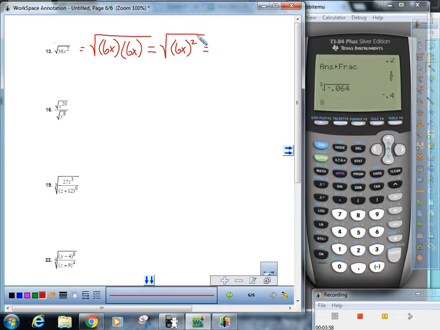And what does this square root sign and this square sign do to each other? They just cancel each other out. So the answer is plus or minus 6x. Why is it plus or minus? Again, because this is even. You'll see that in the examples they want you to use absolute value. I don't think so. I like plus or minus.